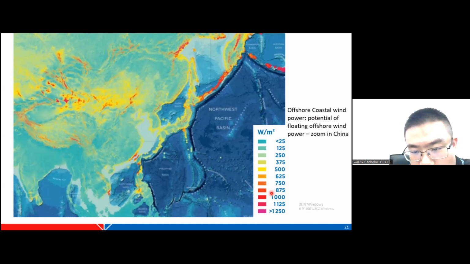Especially we need to know the red area. The best offshore wind resources of China are located between Fujian and Taiwan province. The tunnel, we can see the sea tunnel can increase the wind speed.